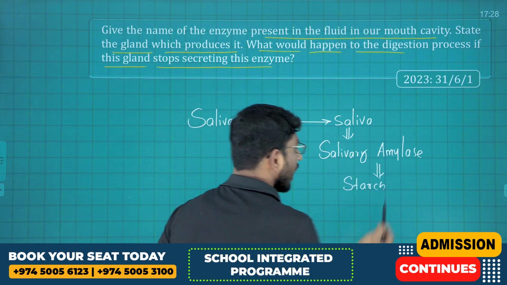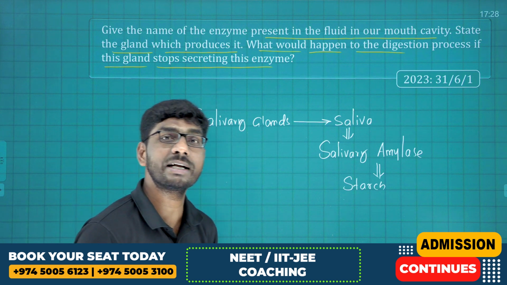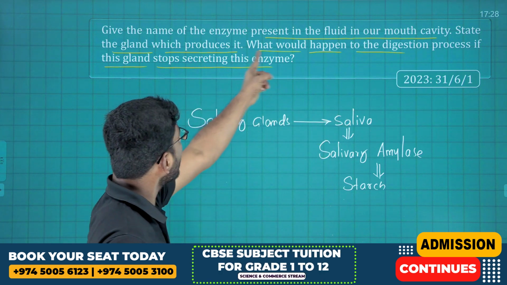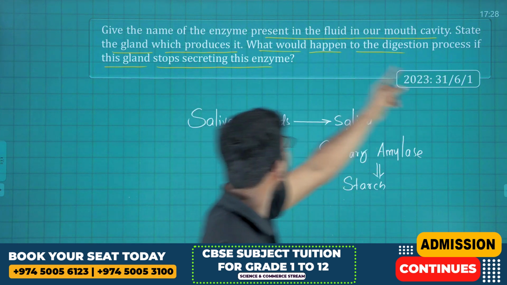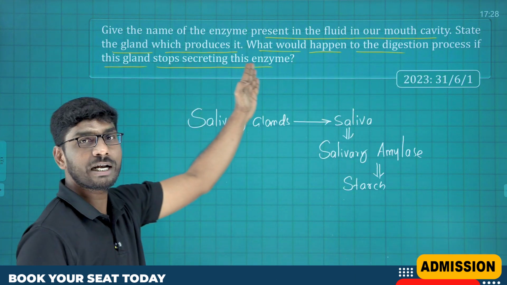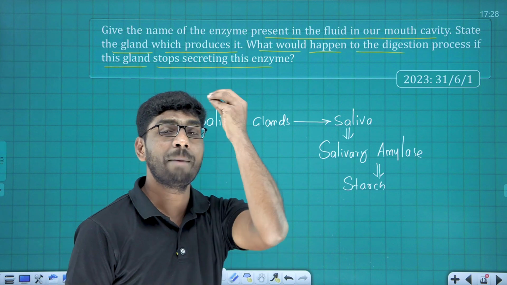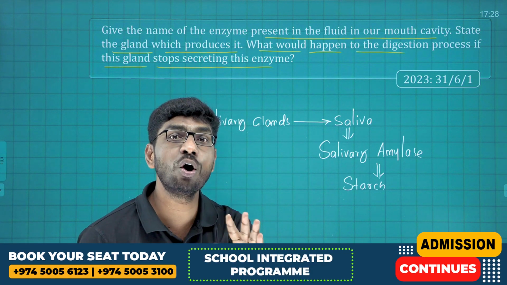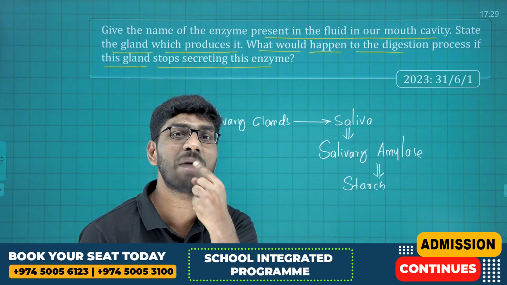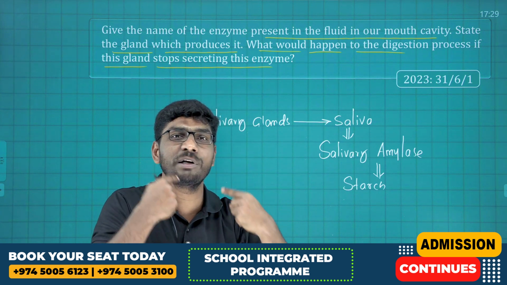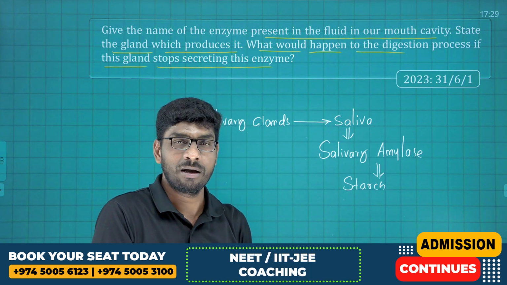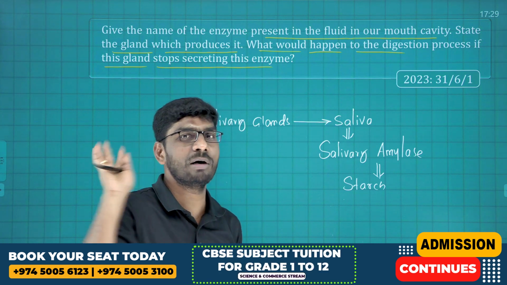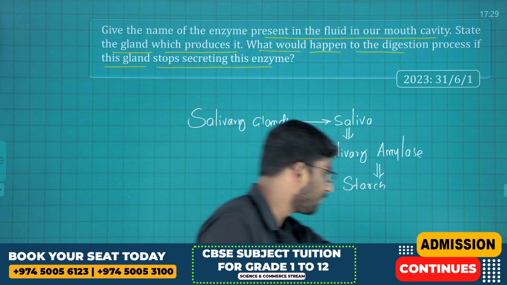Am I clear? Starch digestion, carbohydrate digestion. What would happen to the digestion process if this gland stops secreting? If there is no amylase enzyme in saliva or salivary fluid, there is no digestion of starch in the mouth. So undigested starch will reach where? Tell me, the stomach. Am I clear? There is no digestion of starch in the buccal cavity or mouth. That's a simple answer. Next question.